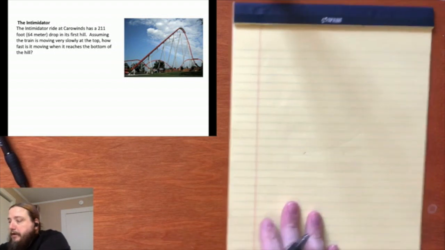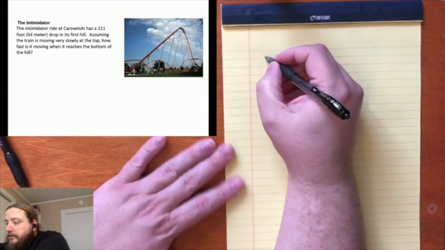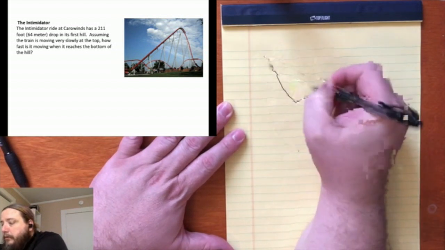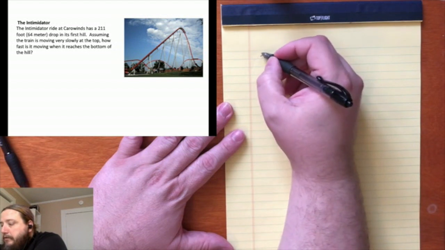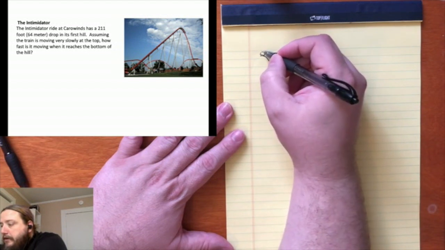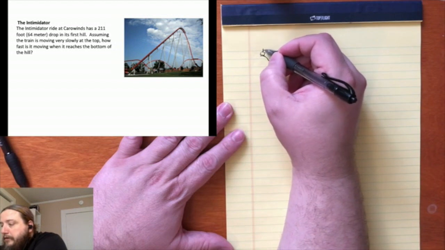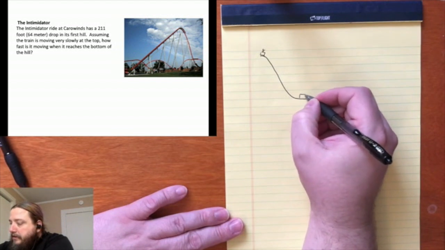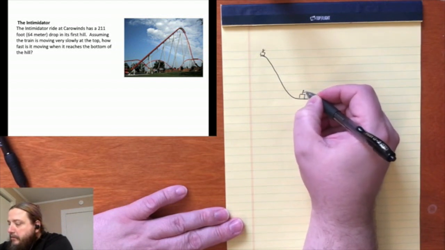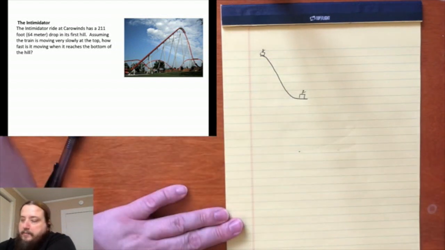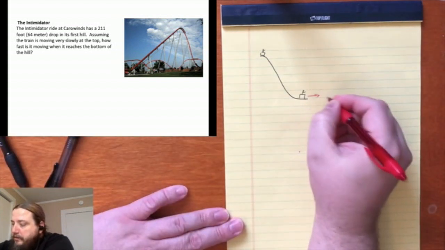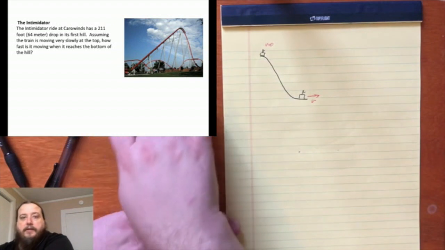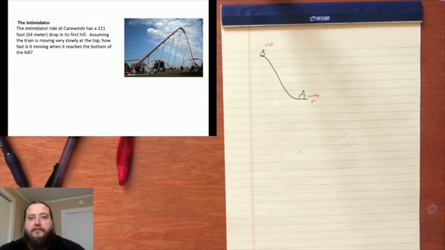All right, so as usual, we can draw ourselves a picture to give us an idea of what's going on. And we have our roller coaster train up here at the top, and then down here again at the bottom. And at the bottom, it's moving very quickly. And at the top, essentially, it doesn't have any motion to speak of at all.